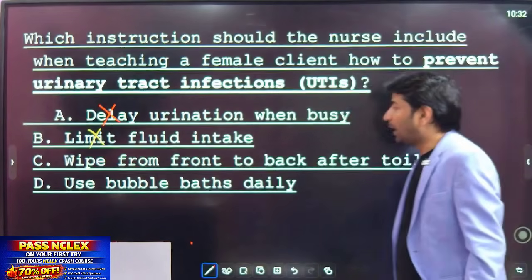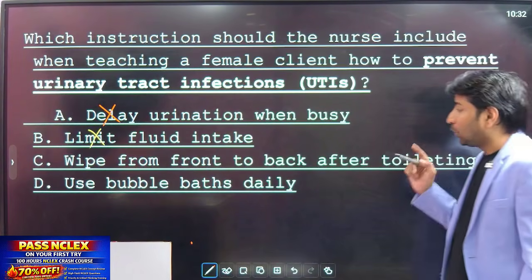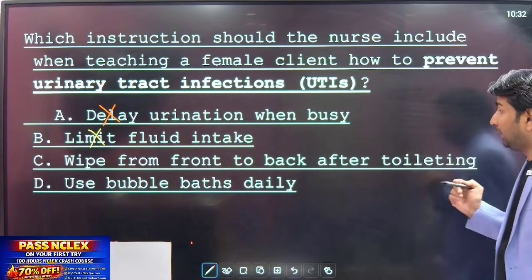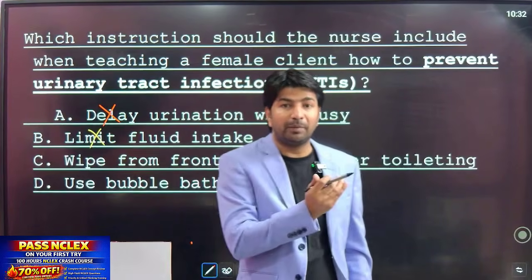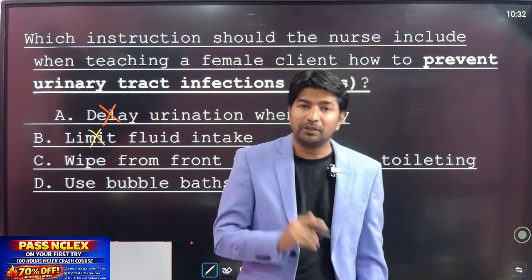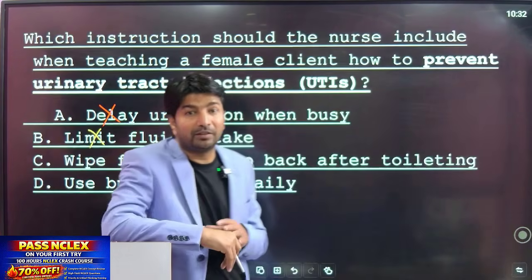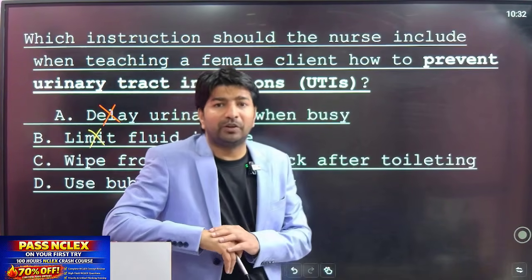The next option is to wipe from front to back after using the toilet. After toileting, we advise the patient to wipe from front to back, meaning from the urethra toward the anus. What happens is that E. coli bacteria are naturally present in the GI tract, specifically in the colon and the anus. They can come out and migrate into the perineal area.